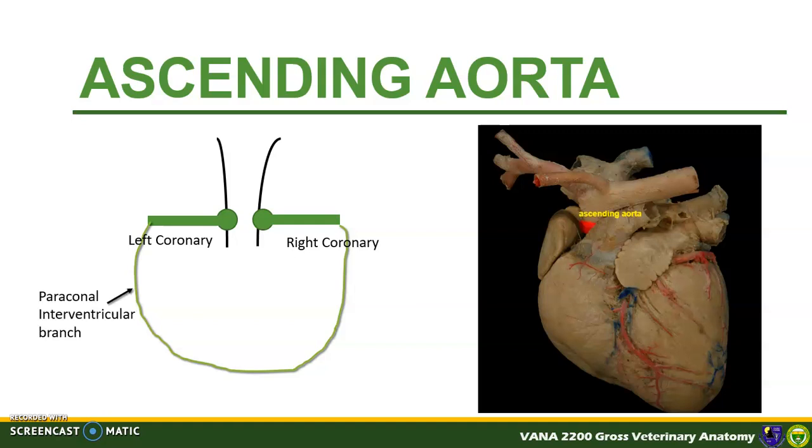The paraconal interventricular branch is the descending branch of the left coronary artery at the paraconal interventricular groove. The circumflex branch is the branch of the left coronary artery coursing in the coronary groove from the left side of the heart, while the subsinosal interventricular branch is the descending branch of the right coronary artery at the subsinosal interventricular groove.